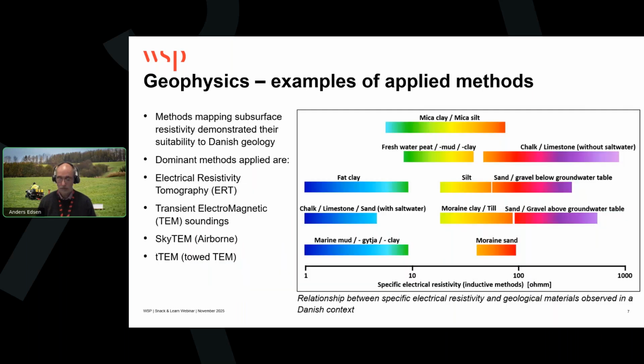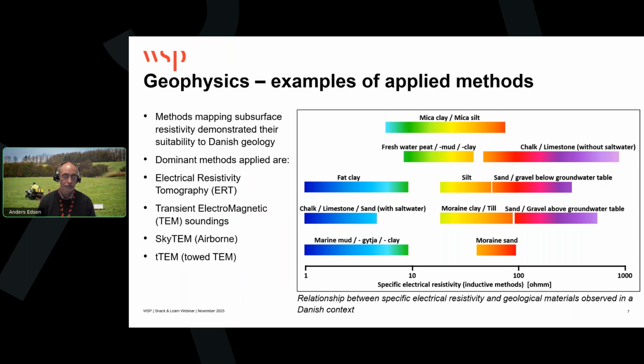What came out of all these activities was that methods that measure the subsurface resistivity distribution really demonstrated to be suitable for the Danish geology, and thus also for mapping the groundwater resources. Initially, the DC methods were very, very popular, but during the period, transient electromagnetics also became very, very popular and was also employed on a lot of projects.